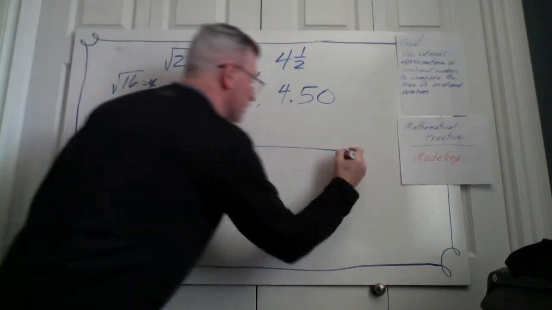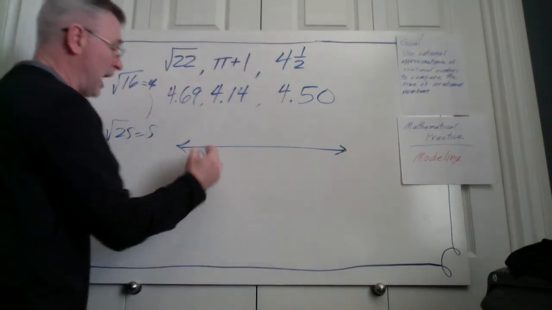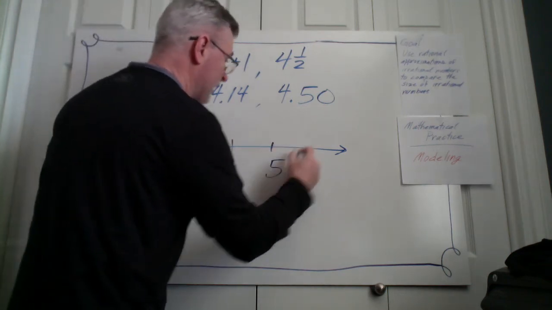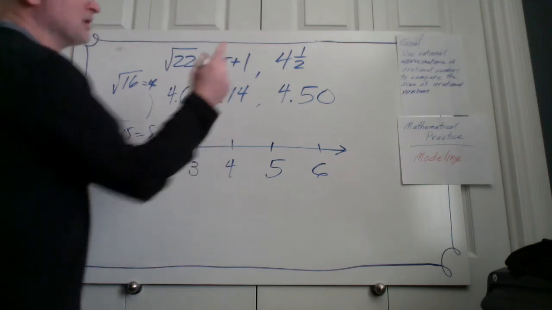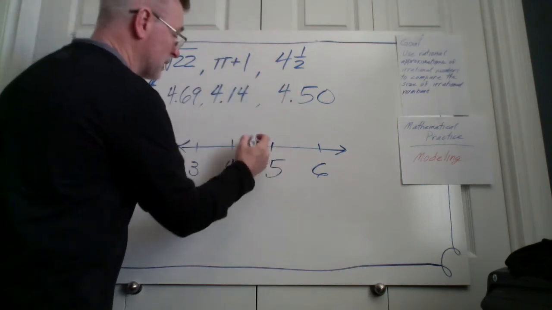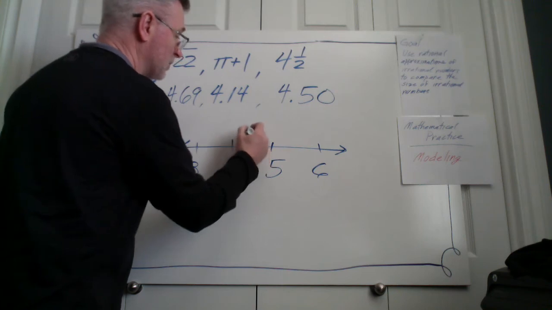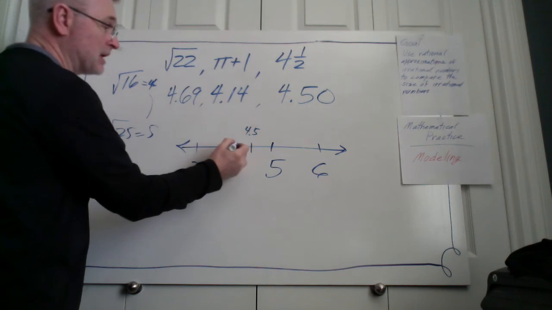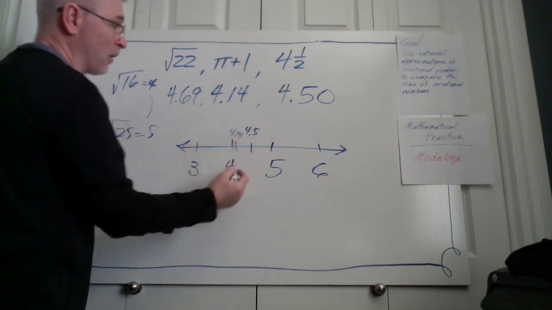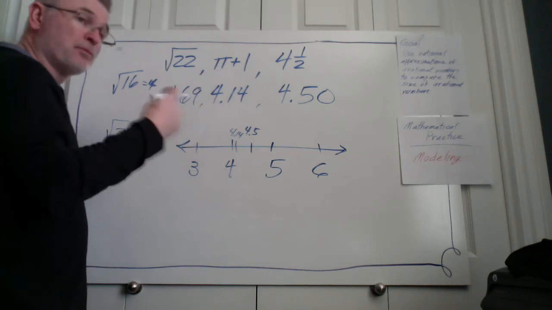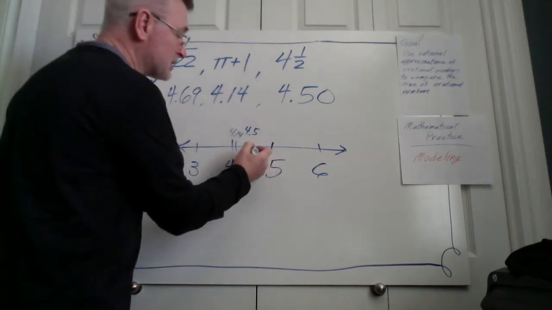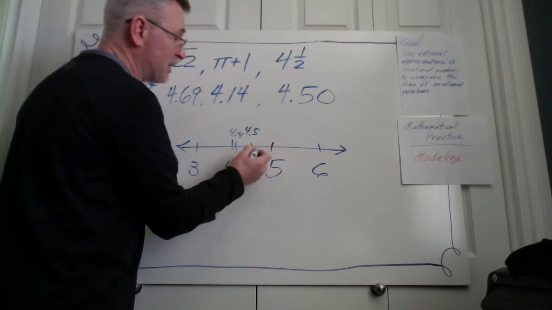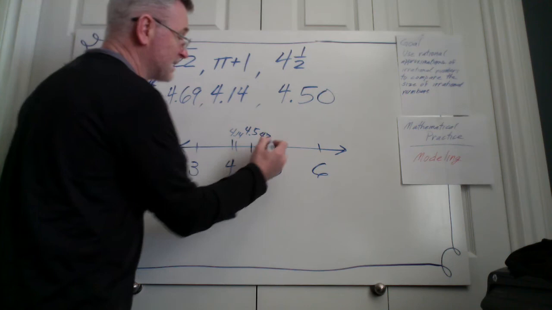So if I was going to put these on a number line, I would mark, why not, let's just mark 3, 4, 5, and 6. I'm going to put this one right in the middle. So 4.5 is right here. This one is going to be closer down here, which would be 4.14. And then the 4.69 is pretty much 4.7, which is, if this was split up into 5 pieces, it would be at this one right here. So there's 4.7.